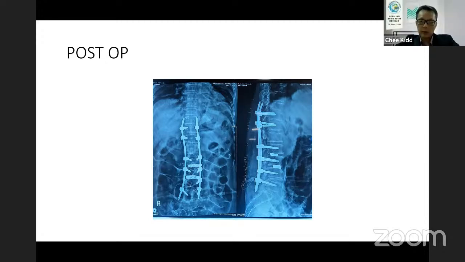Yeah, congratulations for the successful surgery. I would like to ask something. Why do you skip the L2 vertebra? Is there any reason? Is cost an issue?